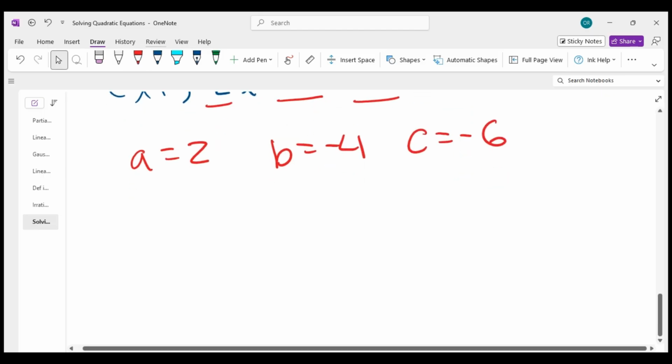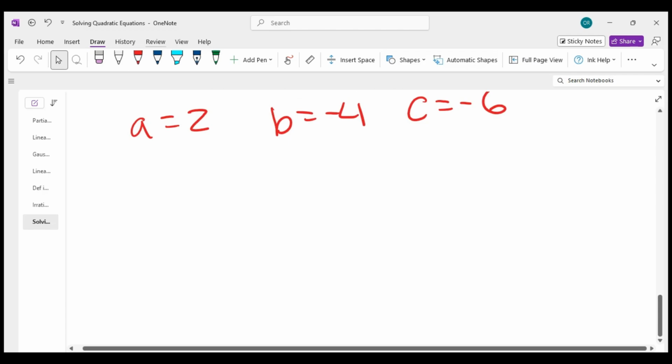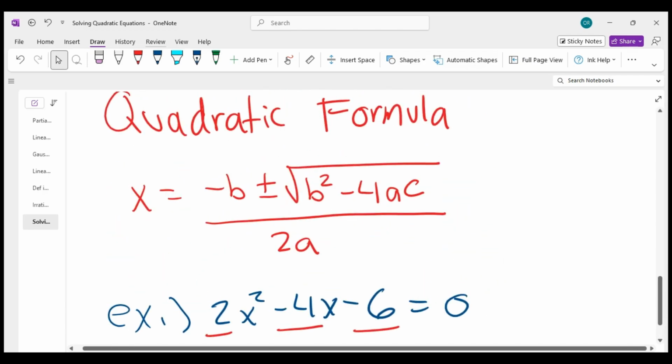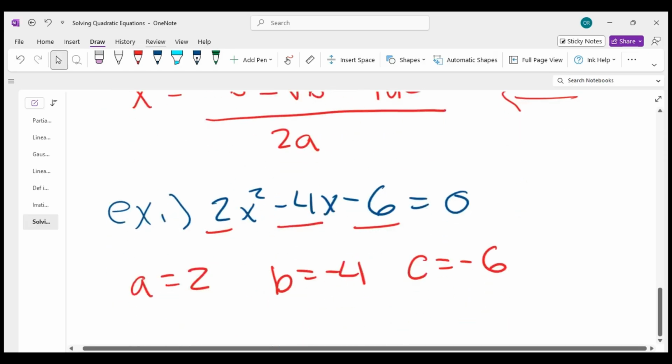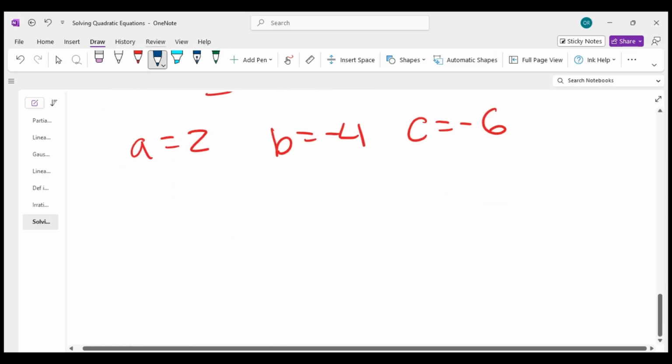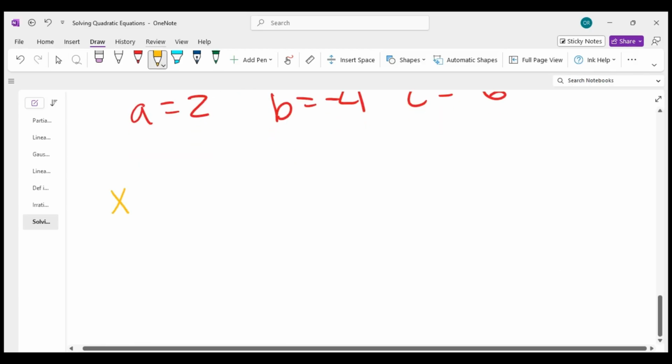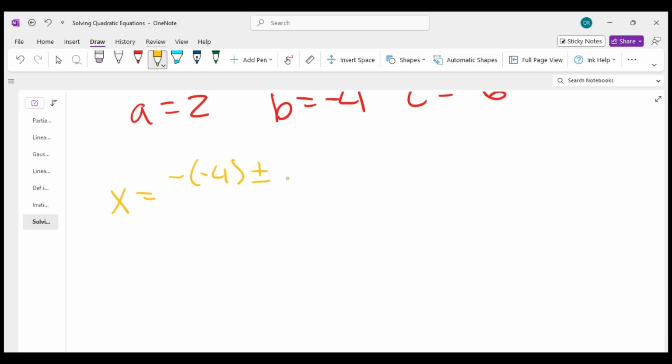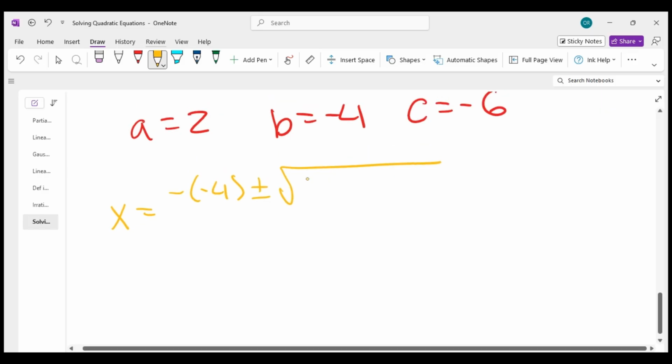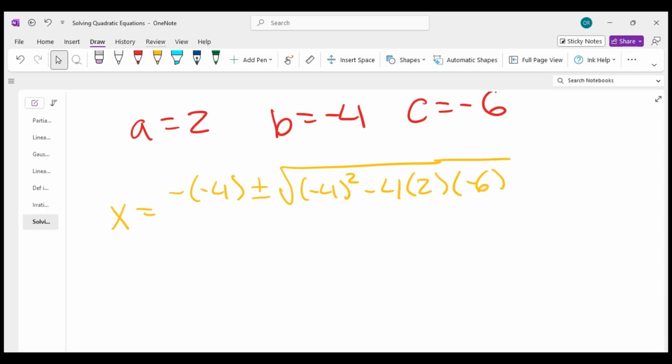So now we just need to plug these into our quadratic formula. If you forget what that is, it's this equation right here. So by doing this, we are going to get that x equals negative negative 4 plus or minus the square root of negative 4 squared minus 4 times 2 times negative 6, all divided by 2 times 2.